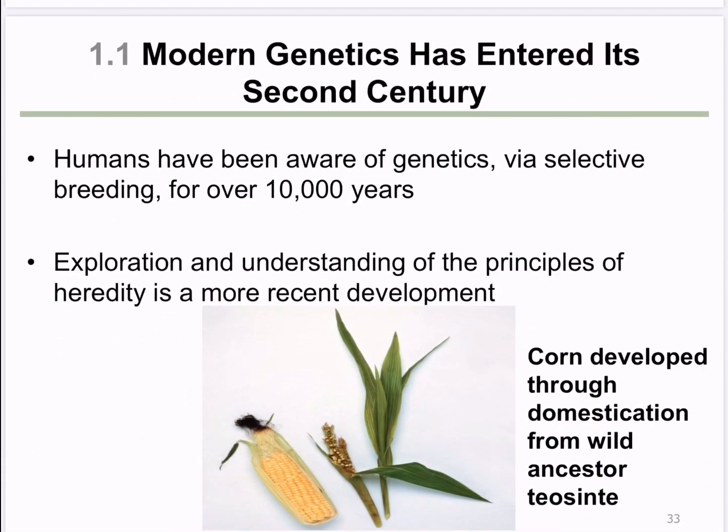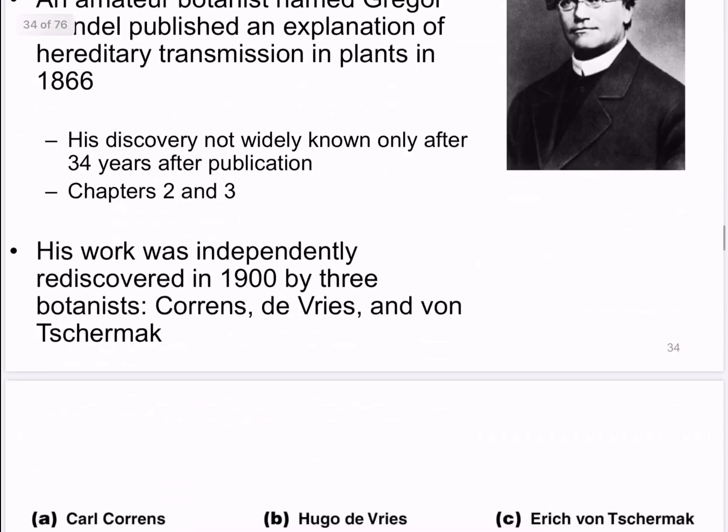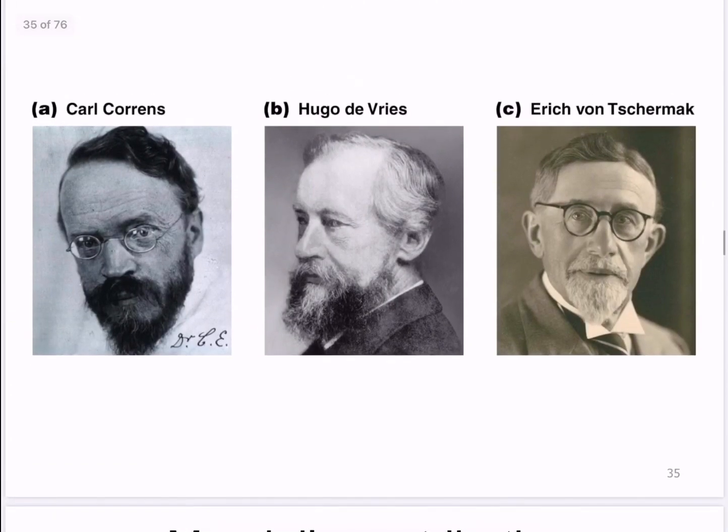So, humans have been secretly using genetics through selective breeding, such as over 10,000 years ago, when we domesticated corn. As you know, Gregor Mendel, with the help of his peas, did the work of Mendelian genetics, what we're basically studying at the moment. But his work wasn't really approved at first. Thanks to three scientists, his work was realized later on: Carl Correns, Hugo de Vries, and Erich von Tschermak.